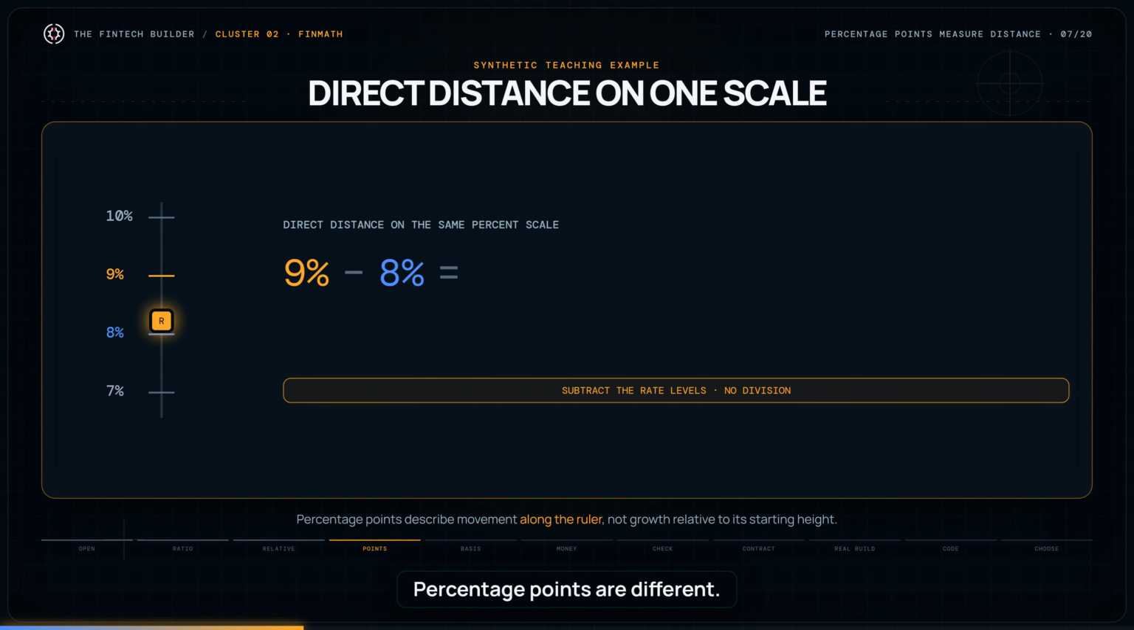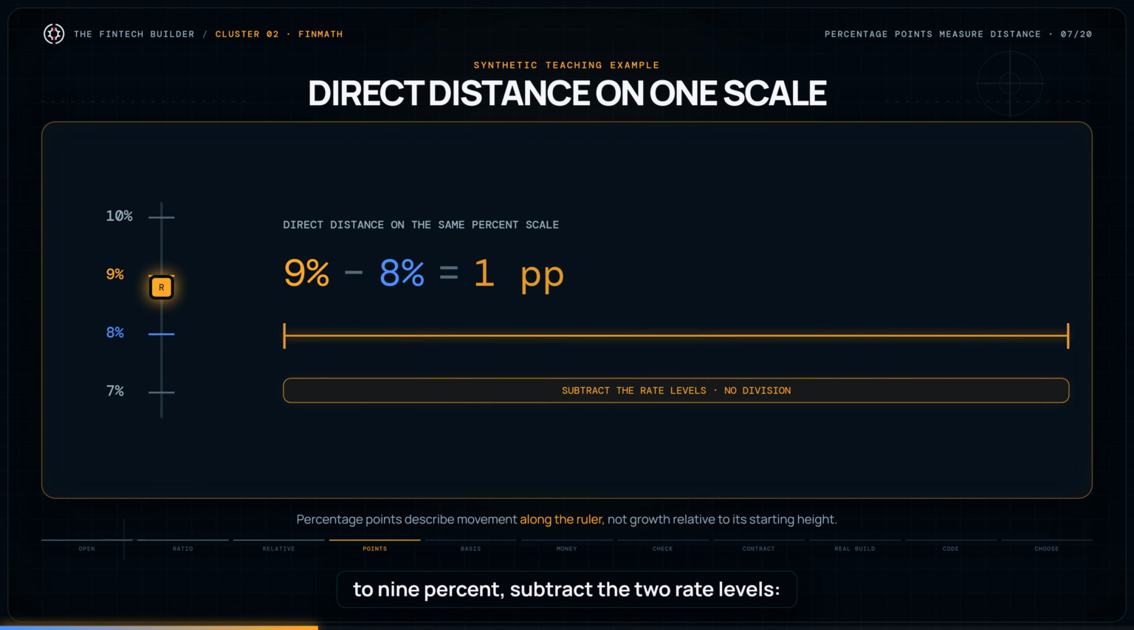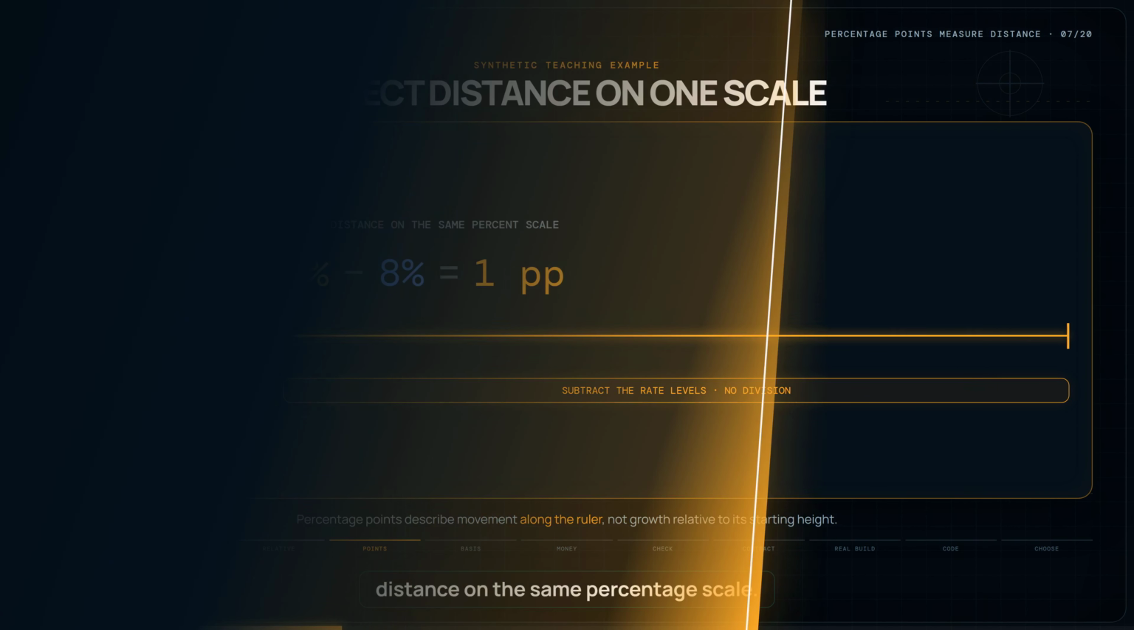Percentage points are different. They measure the direct distance between two percentages. If a rate moves from 8% to 9%, subtract the two rate levels. 9 minus 8 equals 1 percentage point. No division is required because we are measuring distance on the same percentage scale.